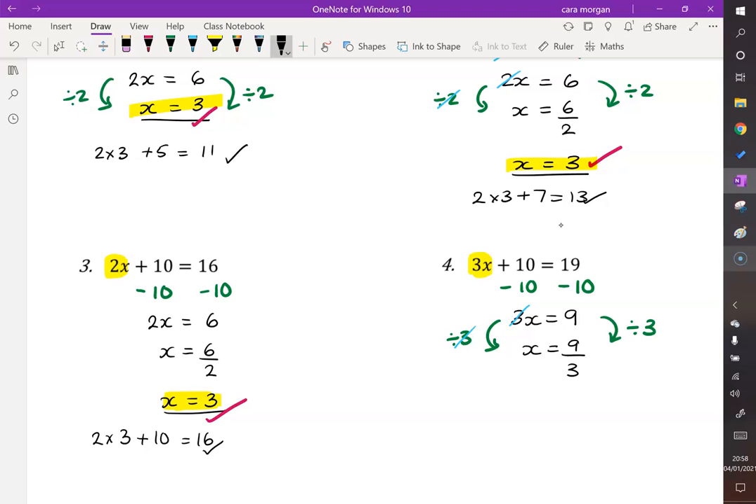X is 9 over 3, and 9 divided by 3 is 3. Well, I'm going to check. Does 3 lots of 3, add 10 make 19? It certainly does. So therefore, I know that x must be 3, and my answer was right.